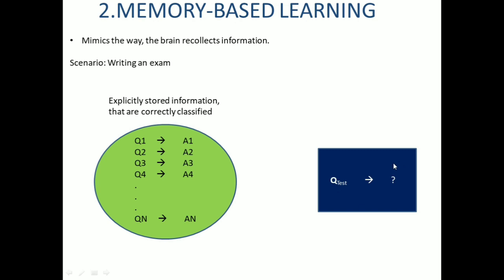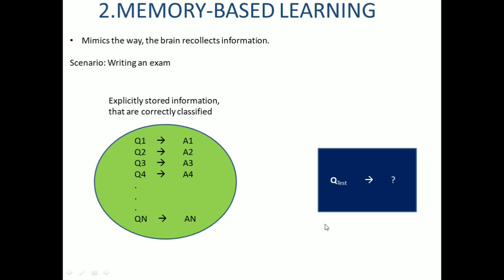This depends upon the training we have done ourselves while we were preparing for this examination. Prior to the examination, we will be preparing some questions, that is for question 1, this is the answer 1, for question 2, this is the answer 2, and so on for question n, this is the answer n. Now when we encounter a question called Q test in our examination, which we have never seen before, we will recollect all the questions and answers which we have studied earlier to our examination, and we will write the answer for this Q test question as the answer which is similar to this particular question.